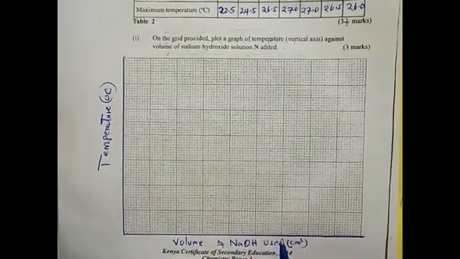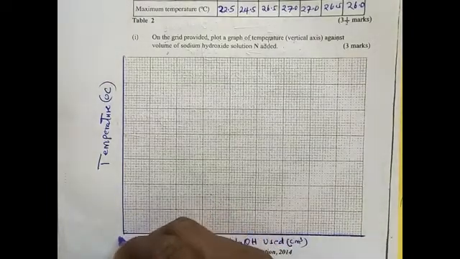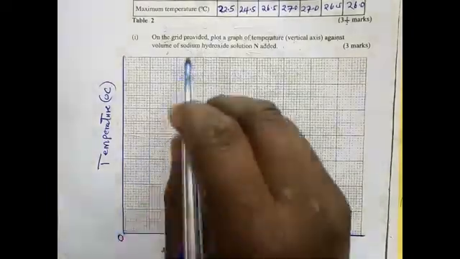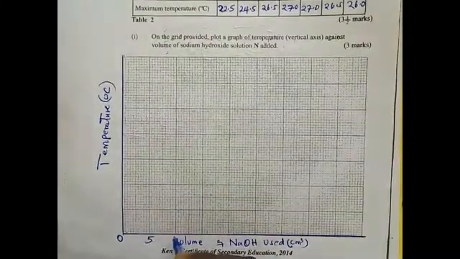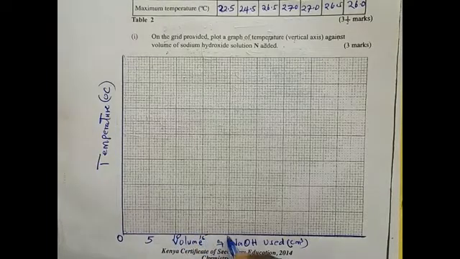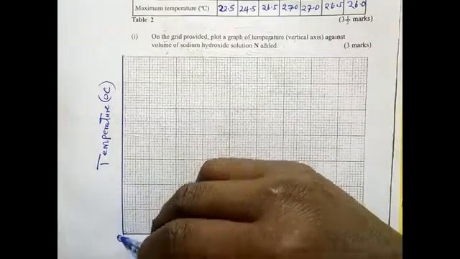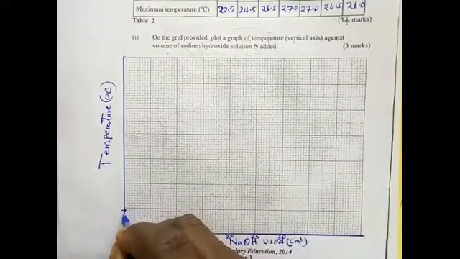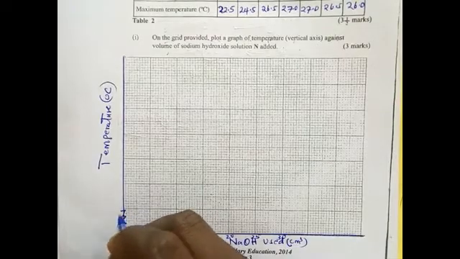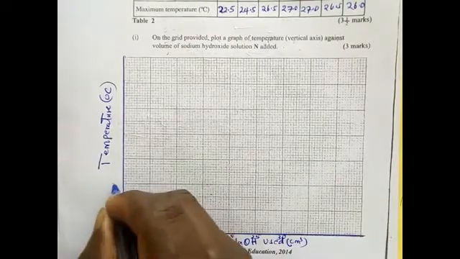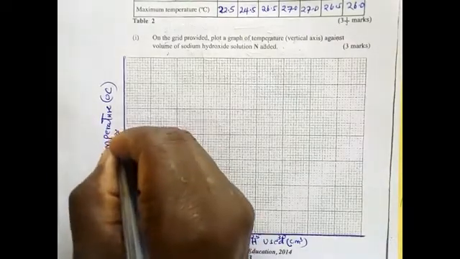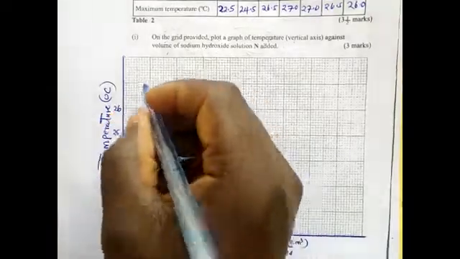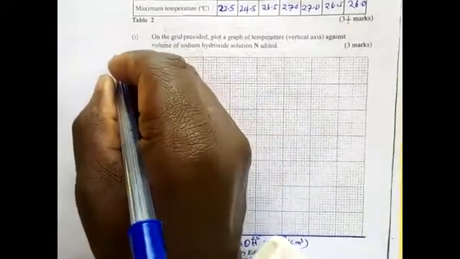And then let us now go to the scale. We know temperature does not begin at 0, but our volume is going to begin at 0, and then 5, 10, 15, 20, 25, 30. Temperature, we will break this graph and we shall start around 22, and then 23, 24, 25, 26, 27, 28.